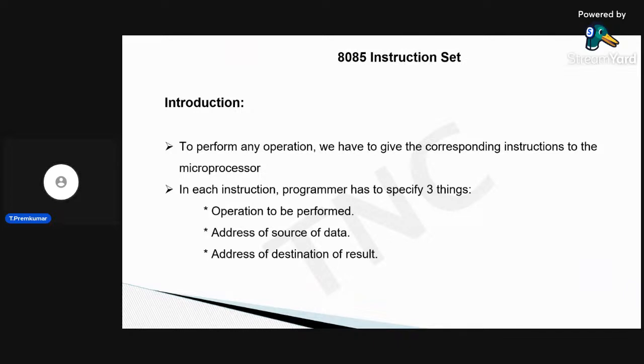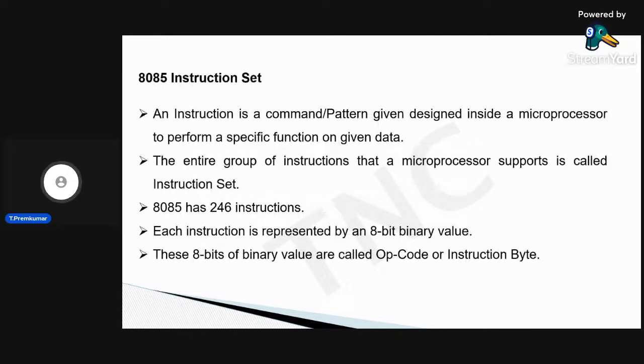For each instruction, the programmer has to specify three things: the operation to be performed, the address of the source of the data, and the address of the destination of the results. In the 8085, an instruction is a command or pattern designed inside a microprocessor to perform a specific function on given data. The entire group of instructions that a microprocessor supports is called the instruction set.